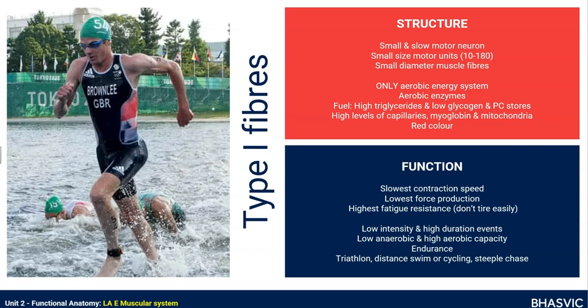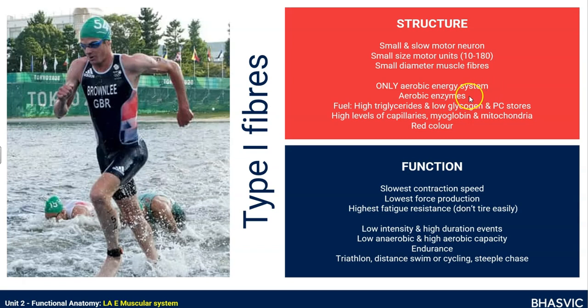So you've got 3 different energy systems that make energy for your muscles to contract. Our endurance type 1 fibres use aerobic energy only. They don't work anaerobically, they just use the aerobic energy system, which means that they need loads of aerobic enzymes in them so they can do this. They can break down fuel and make energy aerobically.